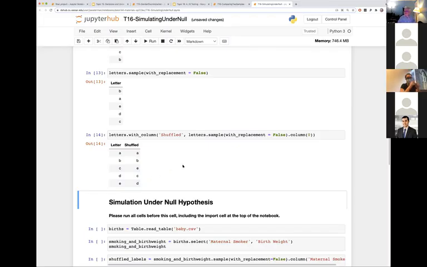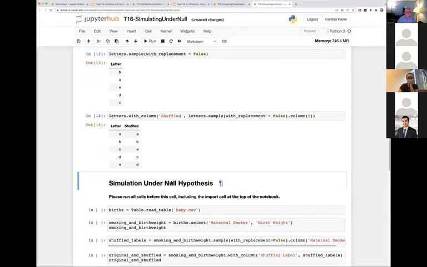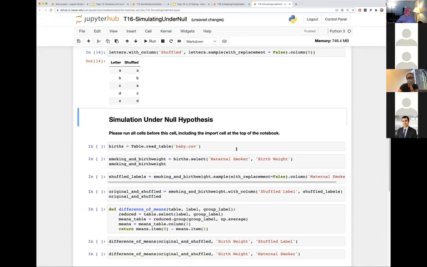Any questions about how I did that? We're just taking the labels and shuffling them around, keeping the number in each group the same. So now we have almost all the tools in place.